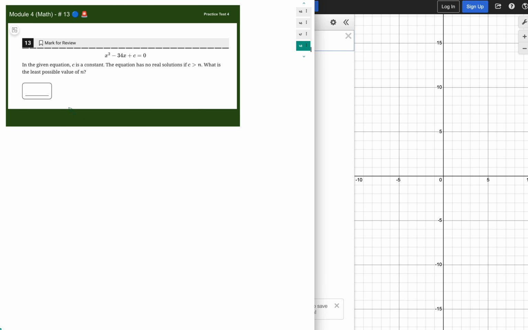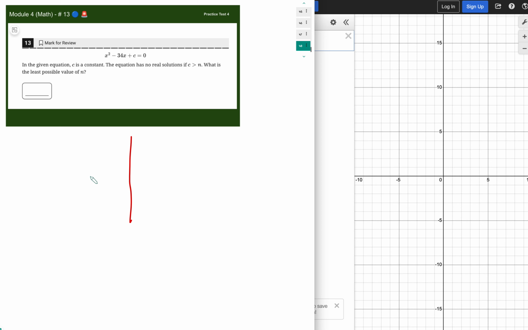So this question says, in the given equation, so this is a quadratic equation, so it's a parabola if you graphed it as y equals, c is a constant. The equation has no real solution if c is greater than n. What is the least possible value of n?